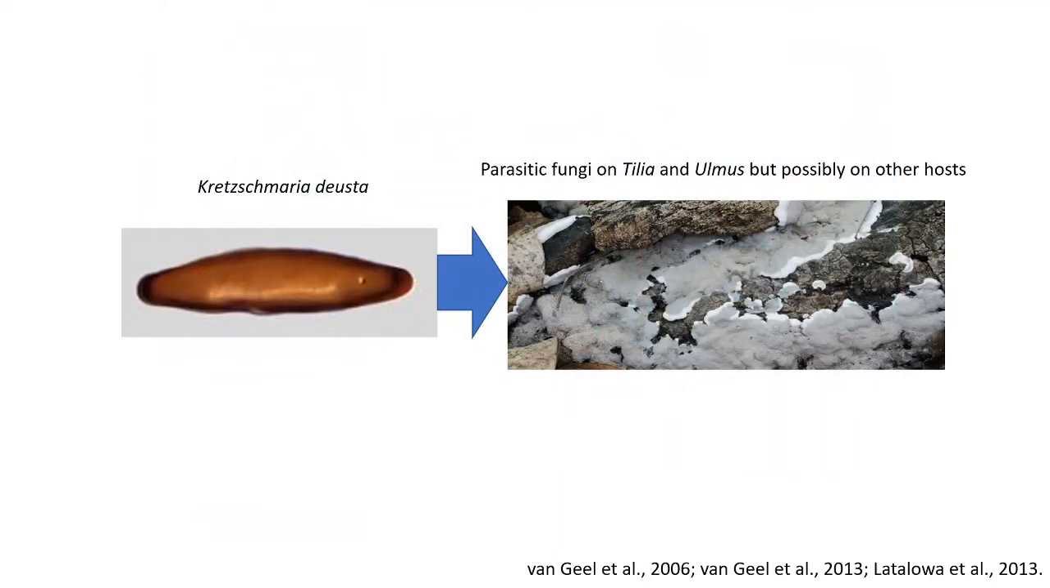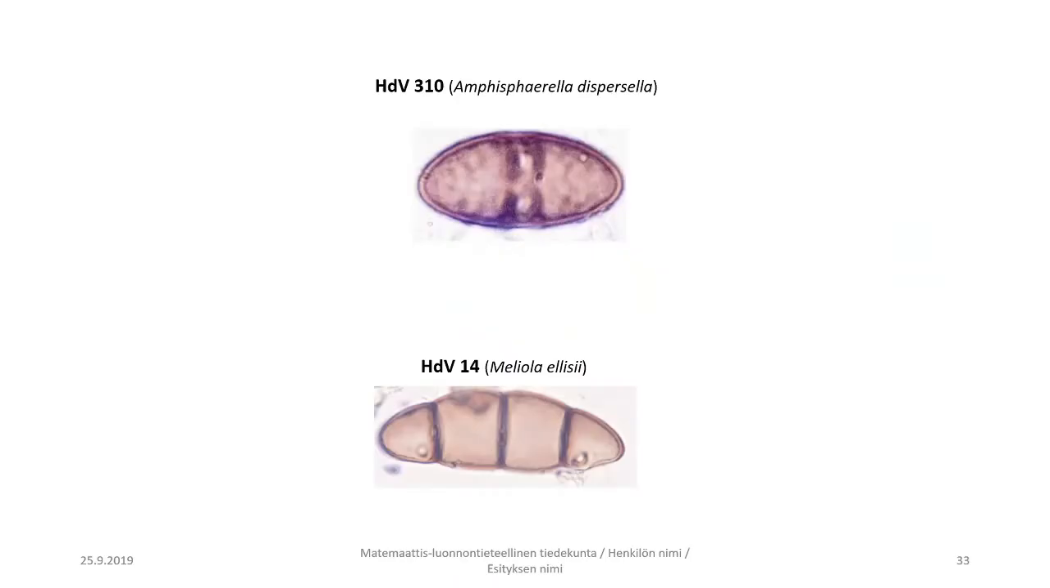And once more, Kretzschmaria deusta, which is a parasitic fungus on Tilia. And if we find these spores from the sediment, we can reconstruct the interaction between these species and the pathogen and try to answer questions such as, let's say, how soon trees recover after this pathogen attack. This is just one off the top of my head.